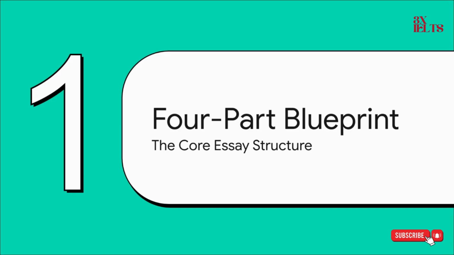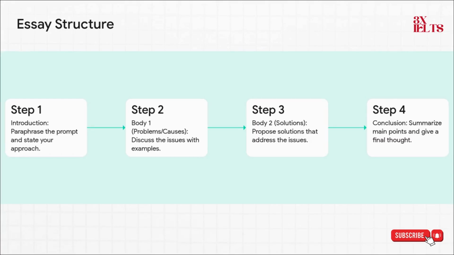Think of this as your master key. It works for pretty much any version of this question they can throw at you. And here it is, 4 clear steps. We start with an introduction to set the stage. Then we move into body paragraph 1, where you explore the problems or the causes, using good examples. Next up, body paragraph 2 is where you propose your solutions. And finally, you wrap it all up with a strong conclusion.